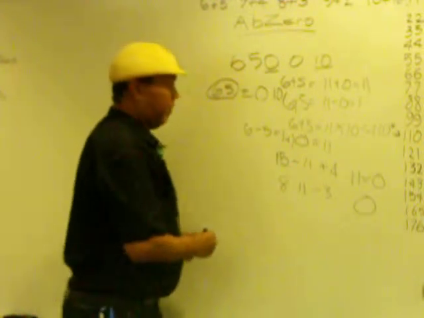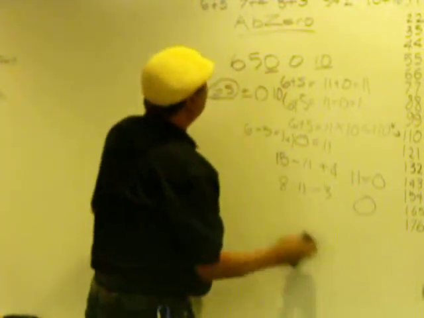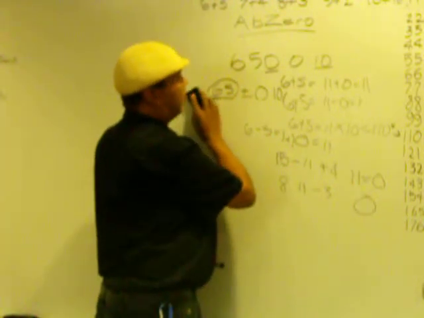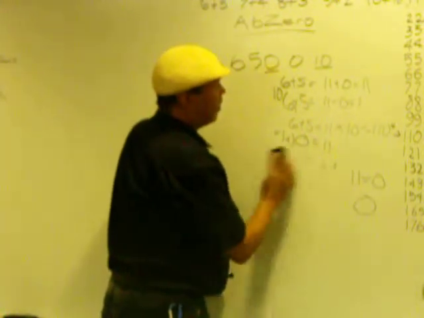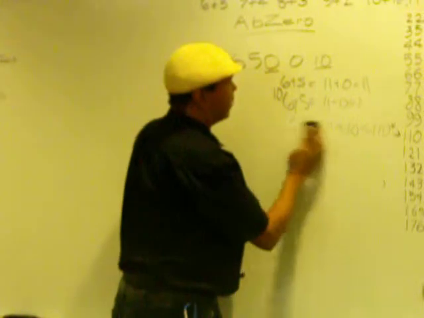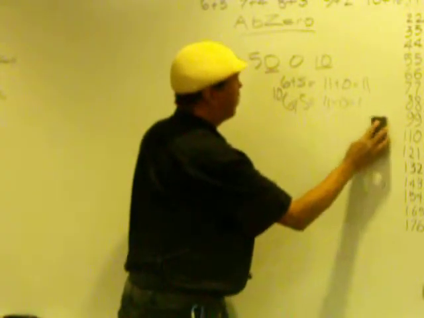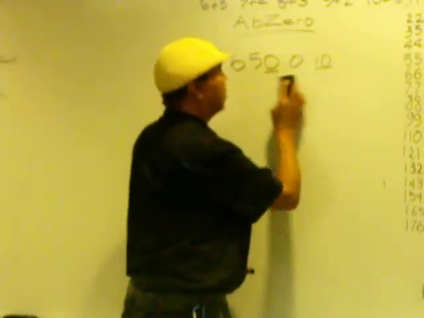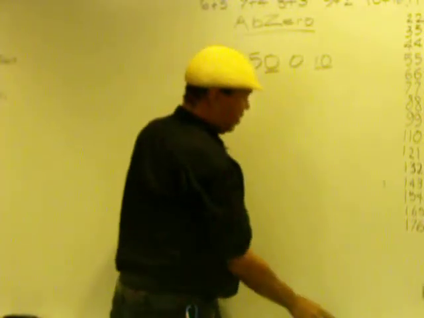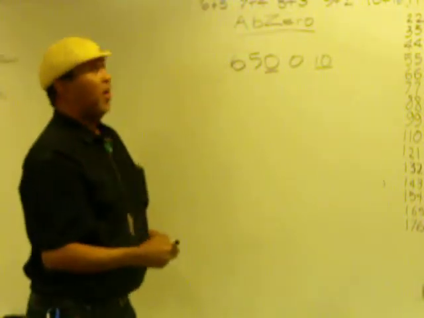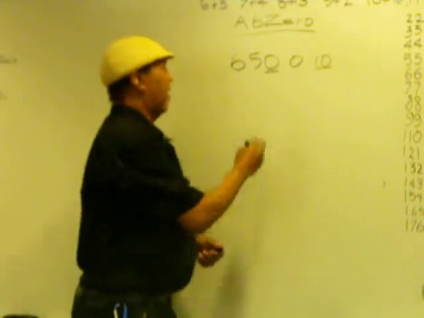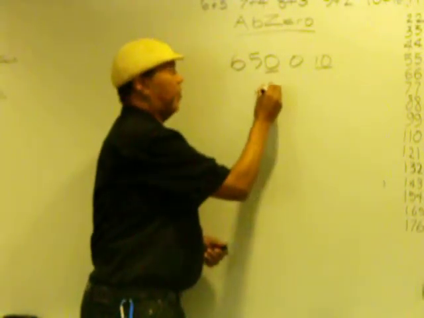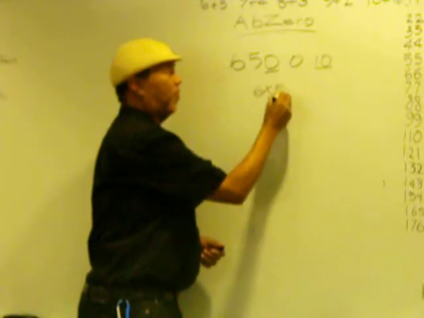Okay, let's look back at the 650. This is a very interesting number. Gives us a lot of possibilities. We've done addition, we've done subtraction. How about multiplication? How much is 6 times 5? 30.